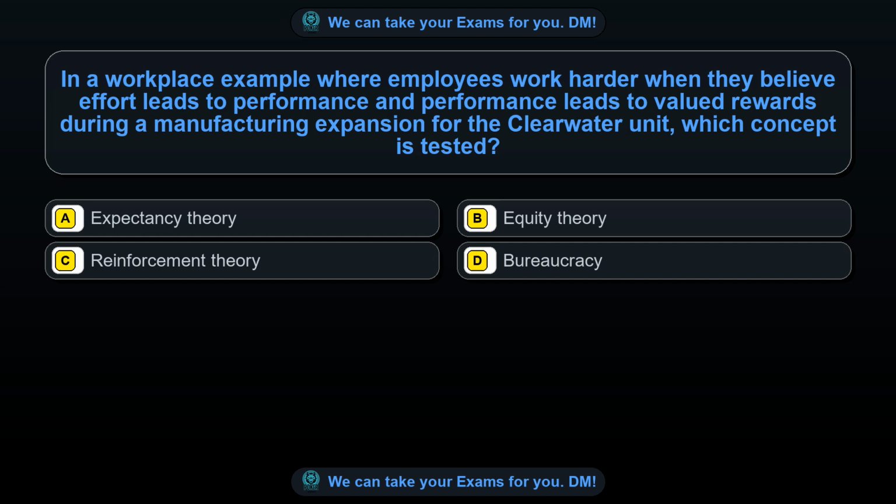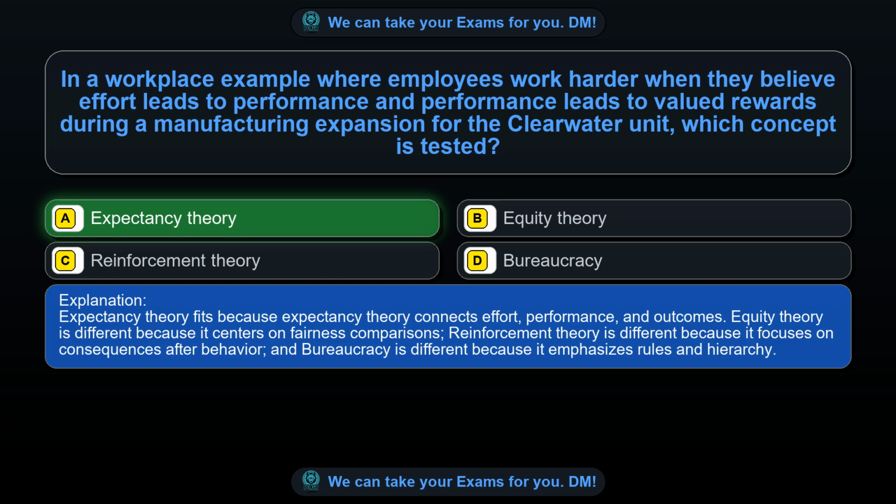Question 81. In a workplace example where employees work harder when they believe effort leads to performance and performance leads to valued rewards during a manufacturing expansion for the Clearwater unit, which concept is tested? Option A, expectancy theory. Option B, equity theory. Option C, reinforcement theory. Option D, bureaucracy. The correct answer is option A, expectancy theory.